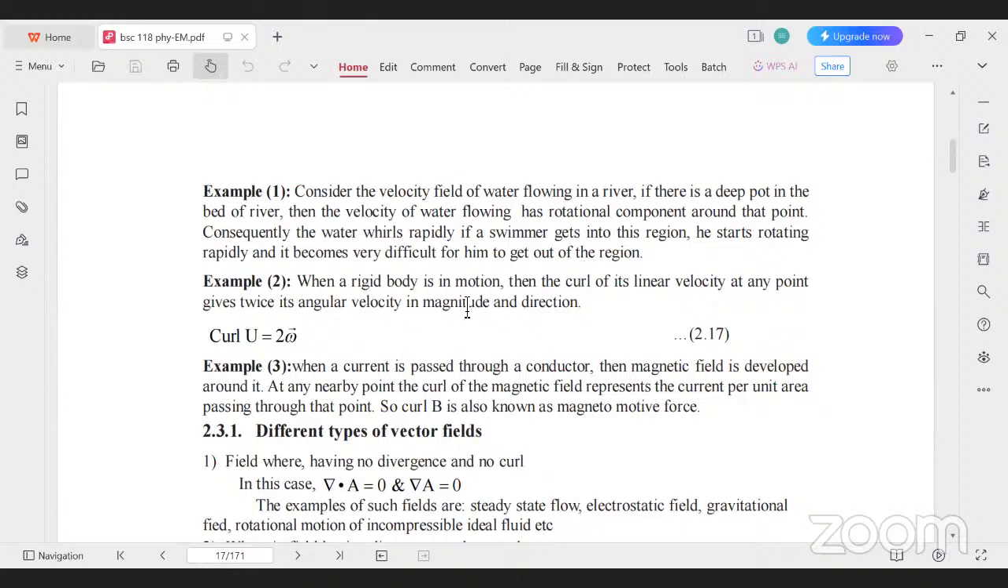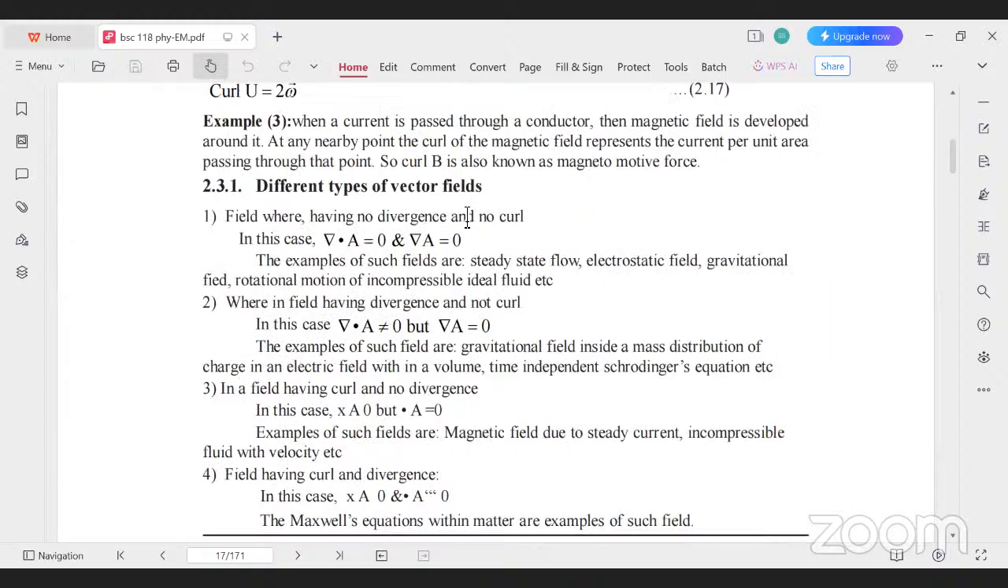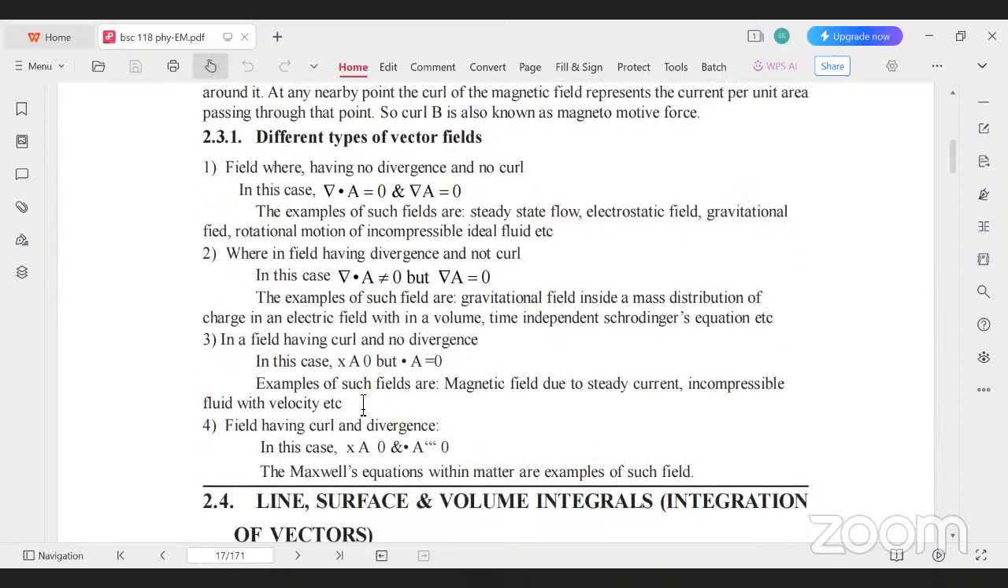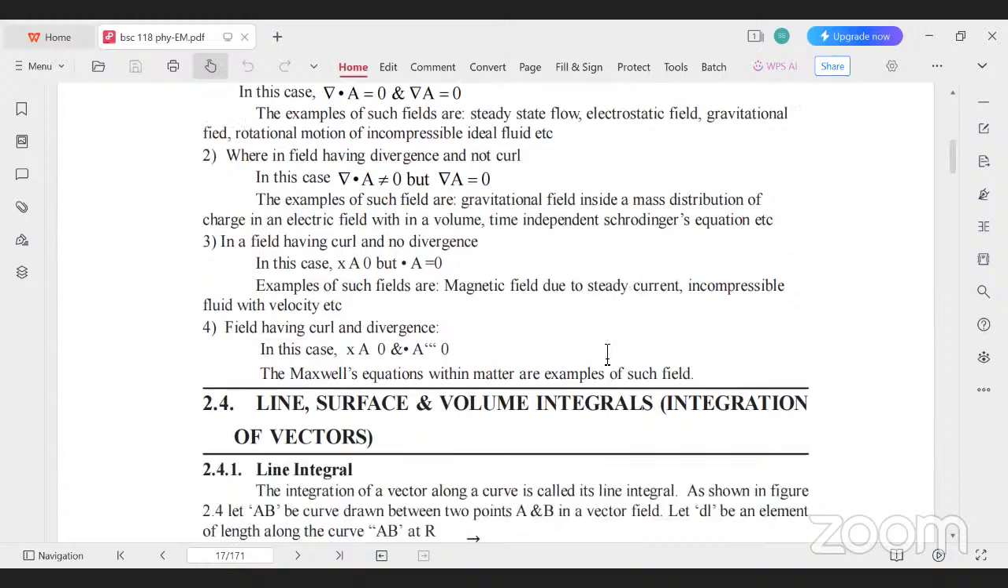So when a rigid body is in motion, then the curl of its linear velocity at any point gives twice its angular velocity in magnitude and direction. Okay. So there are different types of vector fields we have. We just go through this simply. Simple things, so that you can understand, you can read and you can write it down, no problem.